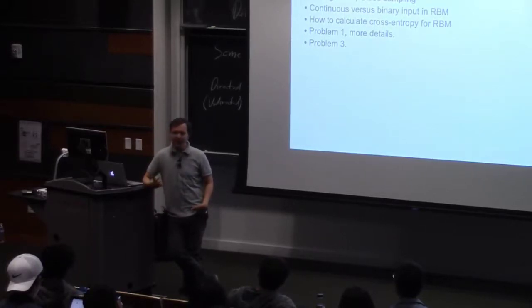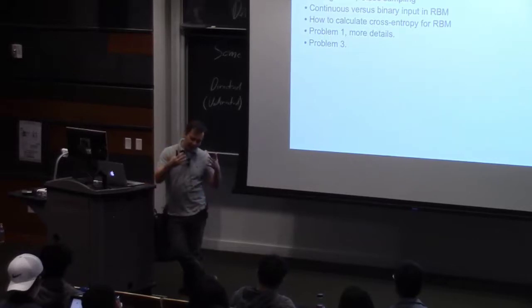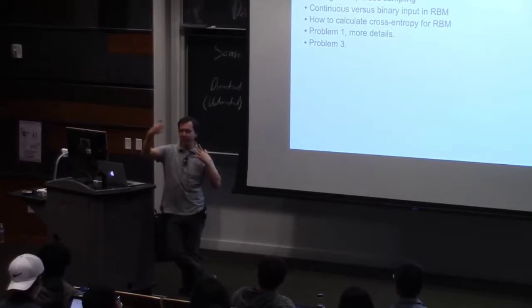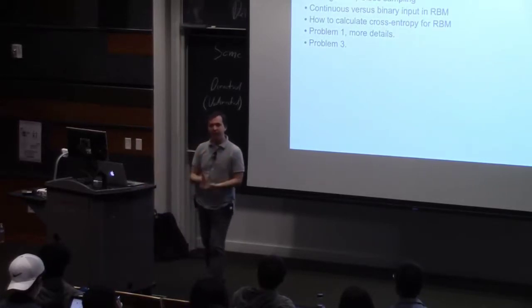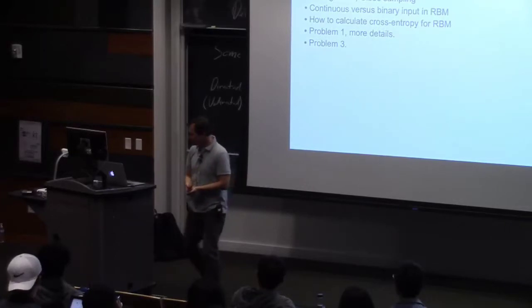For your second homework, you're going to start at a random configuration. You're going to run your Gibbs sampler for 1,000 steps or whatever, 10,000 steps, and you will start seeing samples from the model, right?